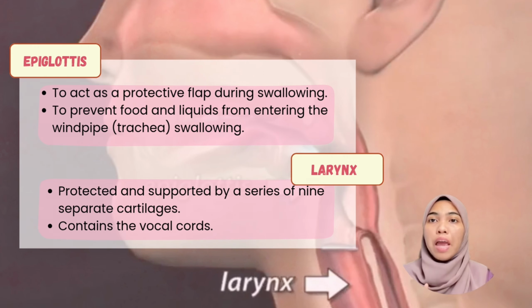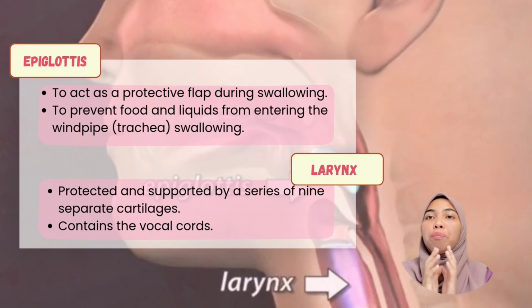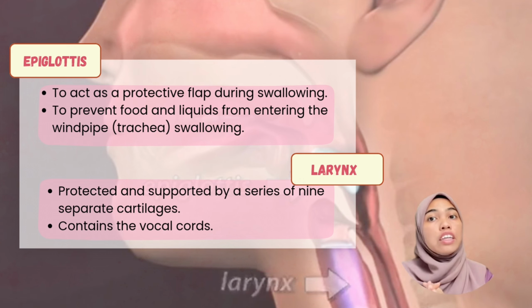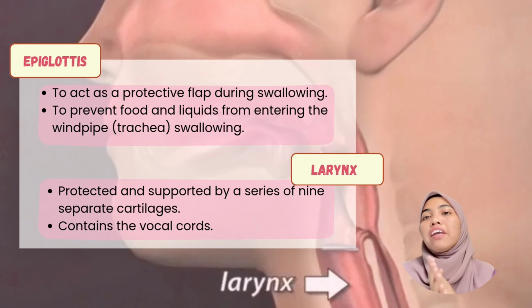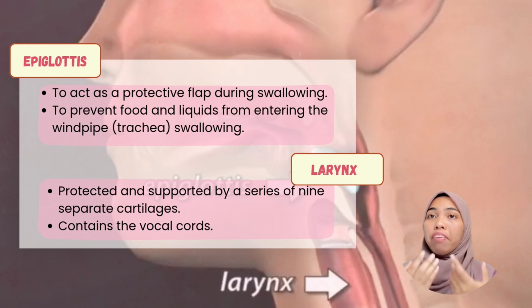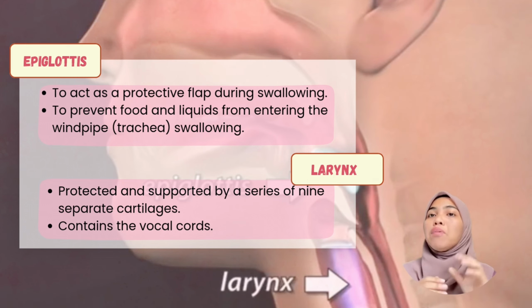The function of the epiglottis is to act as a protective flap during swallowing. It prevents food and liquids from entering the trachea during swallowing. The last part of the upper tract is the larynx. It is protected and supported by a series of nine separate cartilages. It also contains the vocal cords. During breathing, the cords are separated to let air pass. During speech, they close together and produce sound.